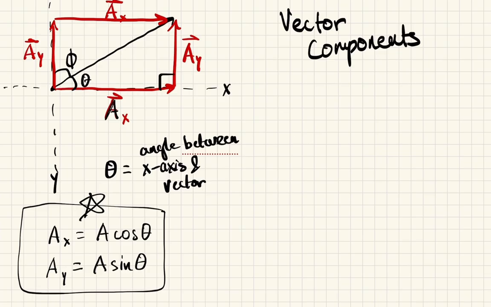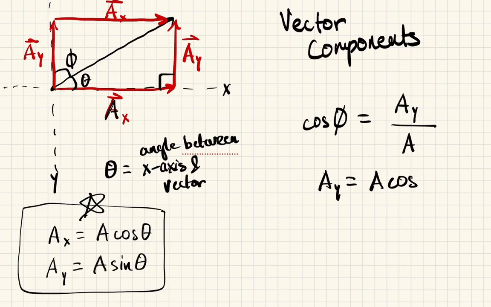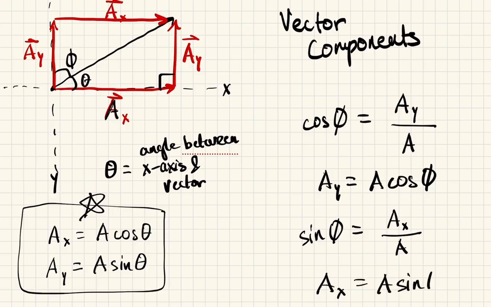cosine of the angle phi would be the adjacent leg, which would be the y component, and that would be over the hypotenuse, which is still vector a. And so the y component would now be found by multiplying the magnitude of the vector a by cosine of the angle. And if we did sine of phi, then it would be the x component over the vector a's magnitude. So now, as you can see, the equations look a little different.